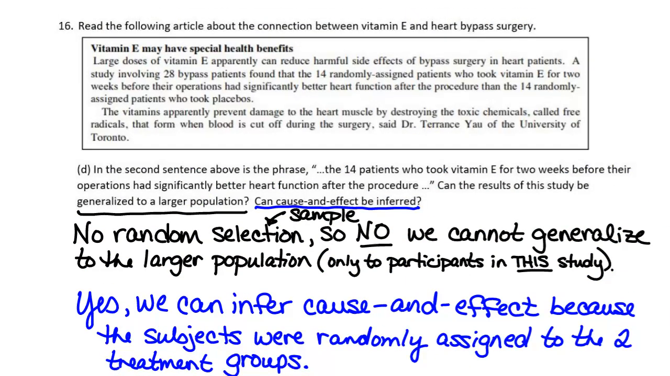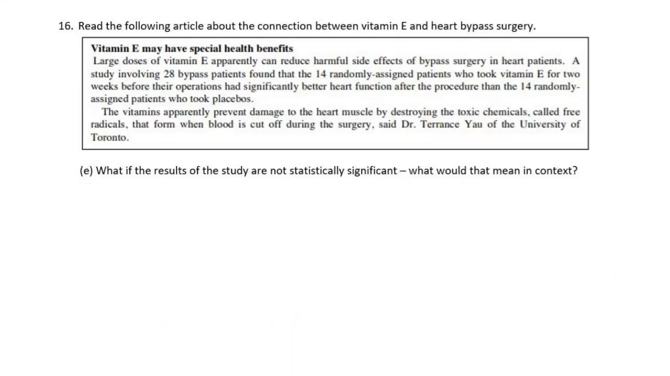All right, and then this one has a part E. What if the results of the study are not statistically significant? What would that mean in context? They love asking these in context. So you have to talk to me about patients and heart function, or patients and free radicals, or what have you. So if I told you that the results of this particular study were not statistically significant, how would you take that and turn it into something that would make sense to your parents?